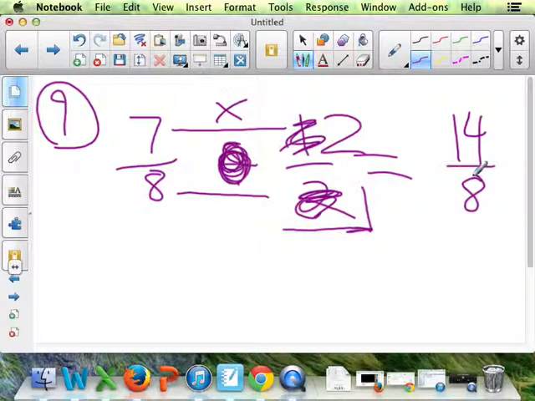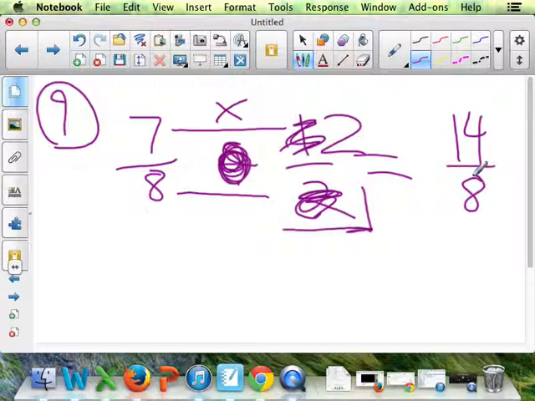Hold on a second. Does anybody see a 14 over 8 on there? No. There's a whole other level to this problem. Can anybody reduce this first? What can you divide the top and bottom by? Are they both even numbers? Yes. Why don't you try dividing them both by 2.